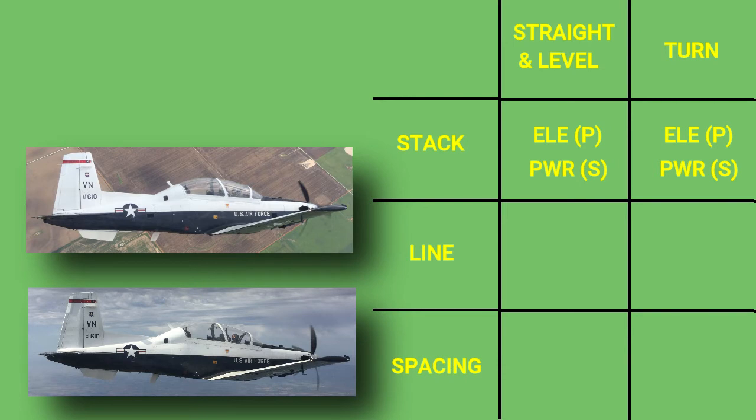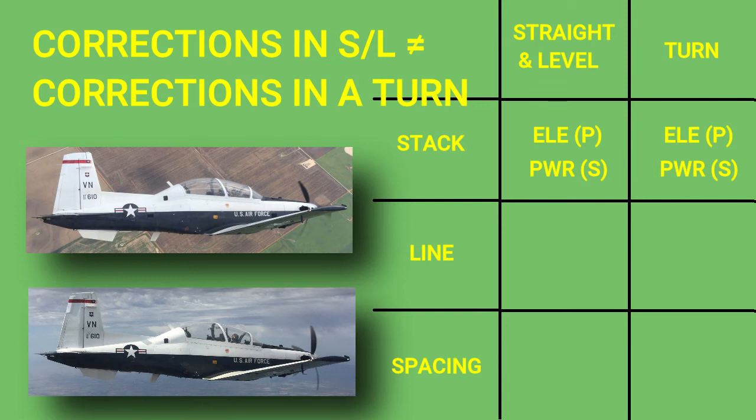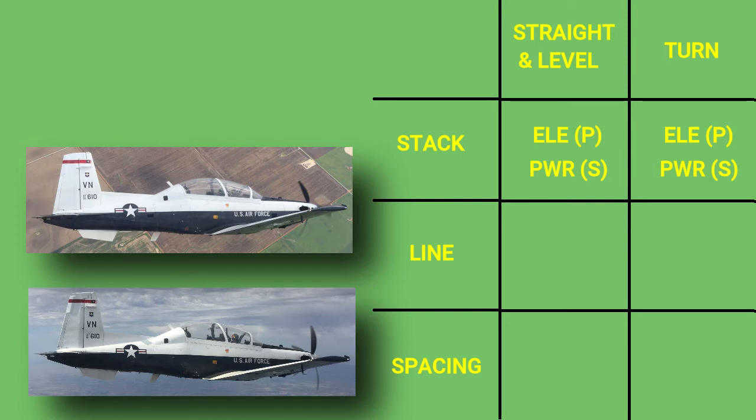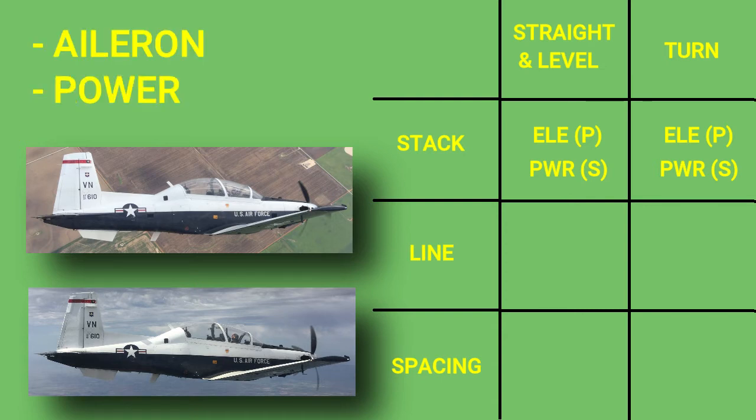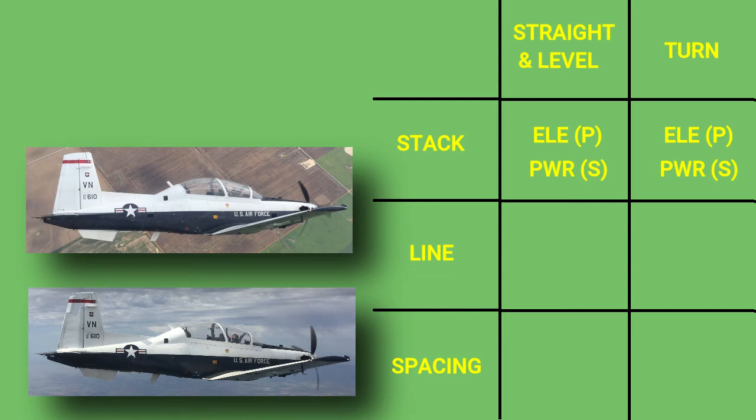Maintaining line and spacing is a little more complicated for several reasons. First of all, the position corrections for straight and level are not the same as when number 1's bank angle is changing. Secondly, aspect and spacing is maintained by either aileron, torque, or a combination of the two. Starting with line in straight and level flight, power is the primary control used to move forward or aft.